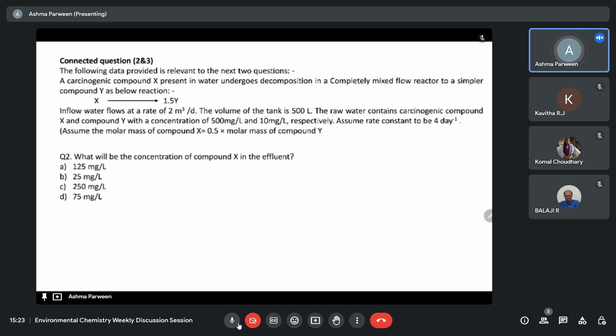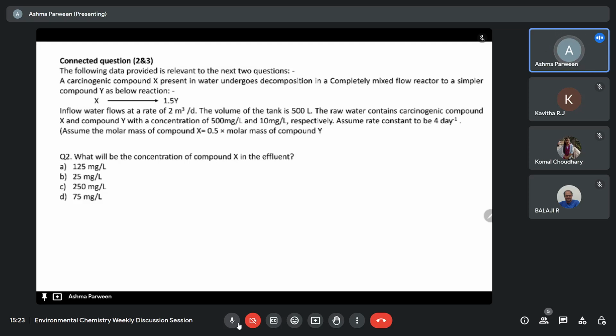The volume of the tank is 500 liters. The raw water contains carcinogenic compound X and compound Y with a concentration of 500 ppm and 10 ppm respectively. Assume the rate constant to be 4 per day. Assume the molar mass of compound X is 0.5 times the molar mass of compound Y. And we have to find out what will be the concentration of compound X in the effluent.